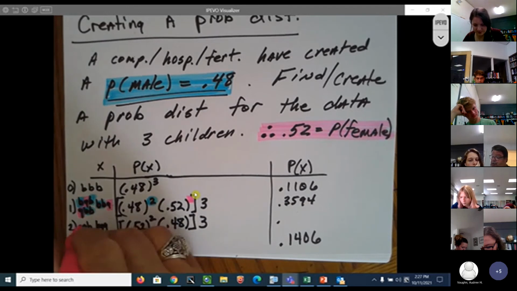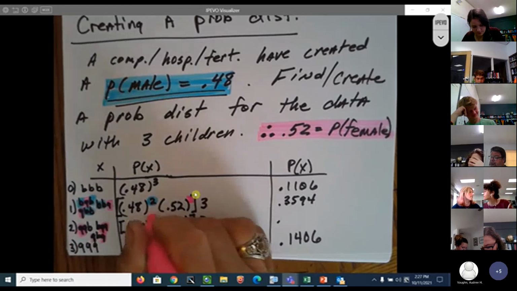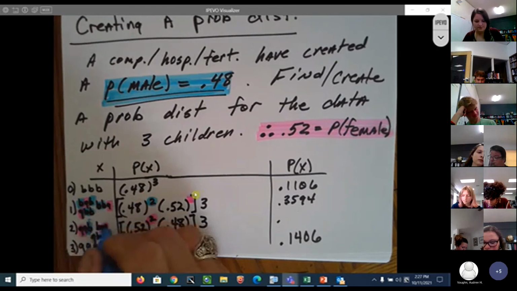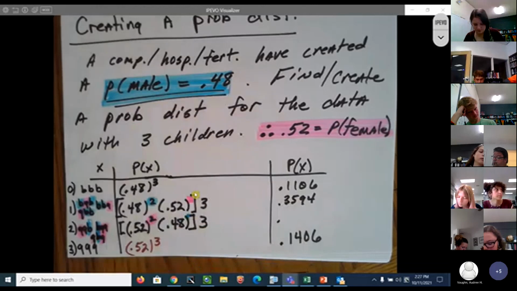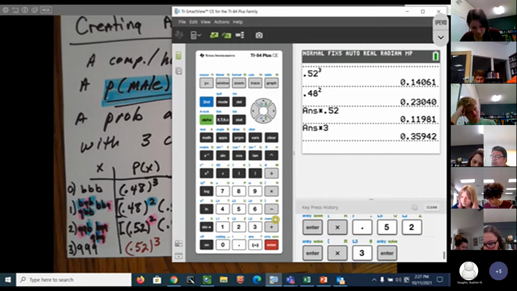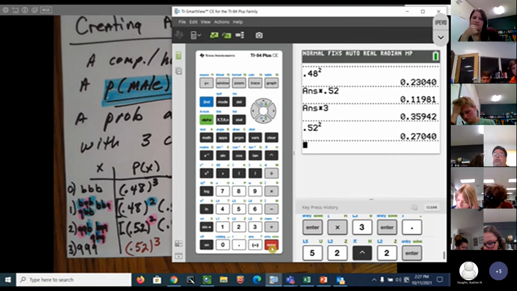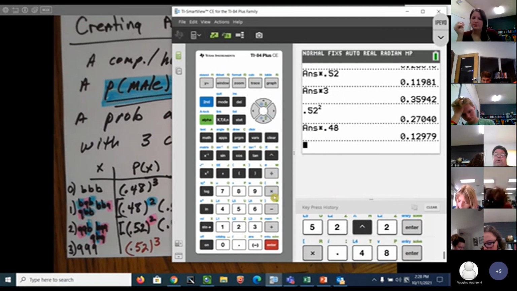This one, you have 2 girls. And that's there. And then you have 1 boy in each group. Then that's where you get that. So we got one left. And that's going to be 0.52 to the second power times 0.48 times 3.